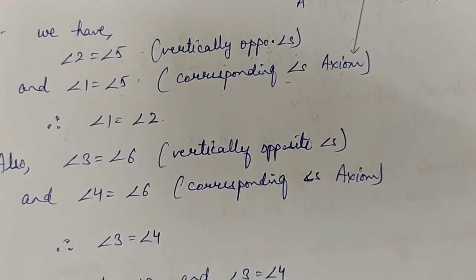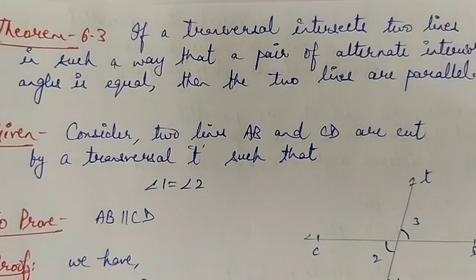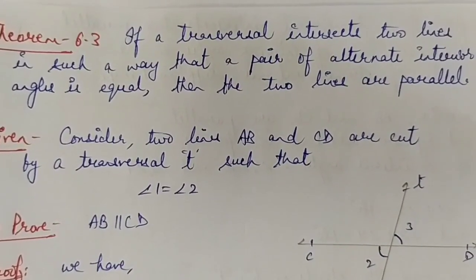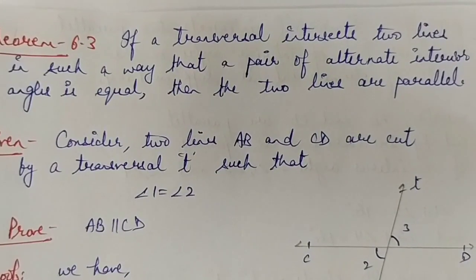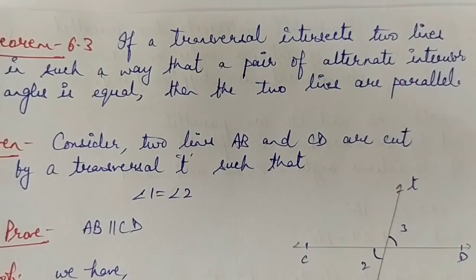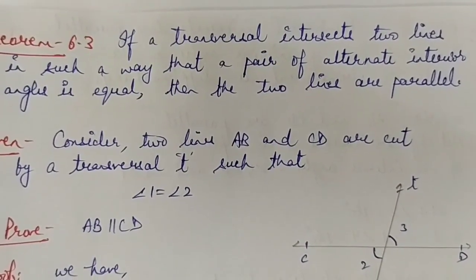Now moving towards the next theorem. So theorem 6.3 is again a simpler one and it is basically the converse of the previous theorem. It means this is the converse of theorem 6.2. Converse means opposite, okay, in the reverse direction. So in 6.2 we proved that if two lines are parallel then alternate interior angles will be equal.